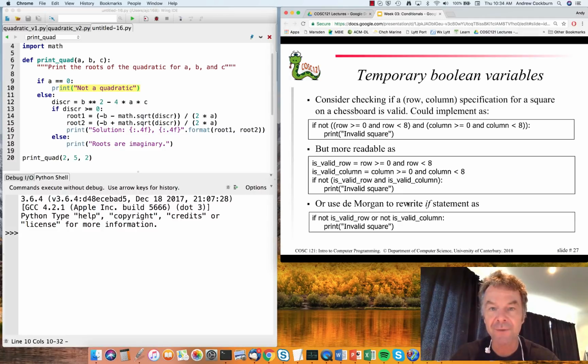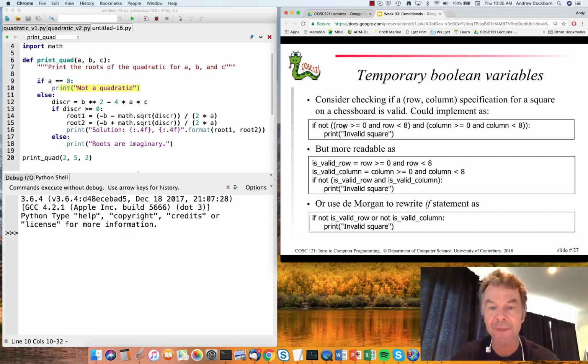The third of our methods for simplifying Boolean structures is to use temporary Boolean variables. So consider that we're writing a program for a game of chess or similar, where there are 8 rows and 8 columns on the board, and we're writing a piece of code to determine whether those rows and columns are in a legal range, which means they must be in the range 0 through to 7 inclusive, i.e. greater than or equal to 0, and less than 8.